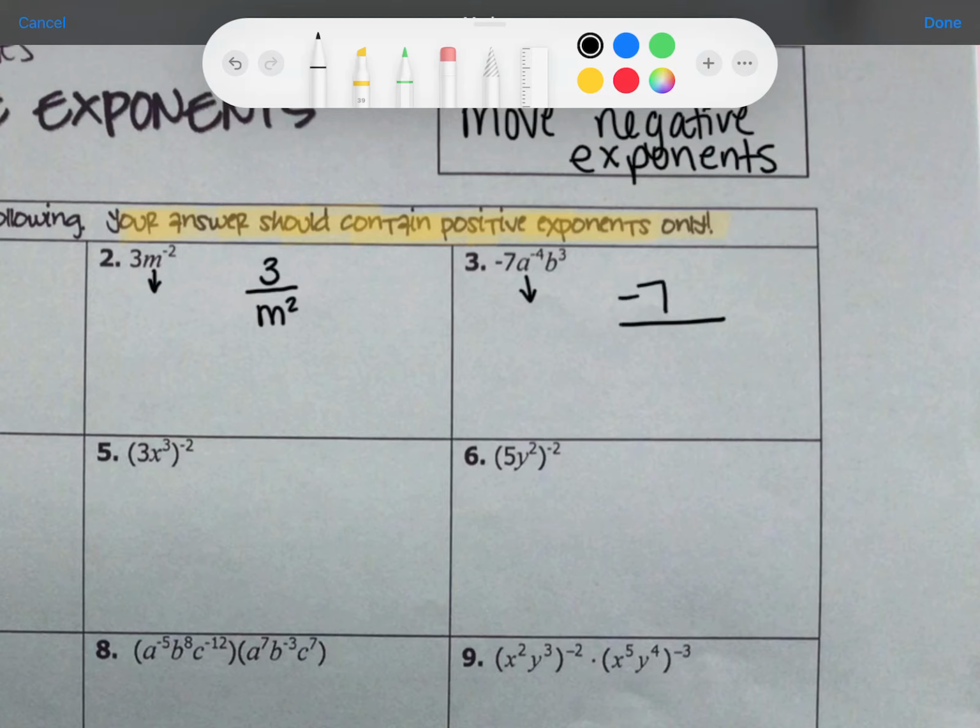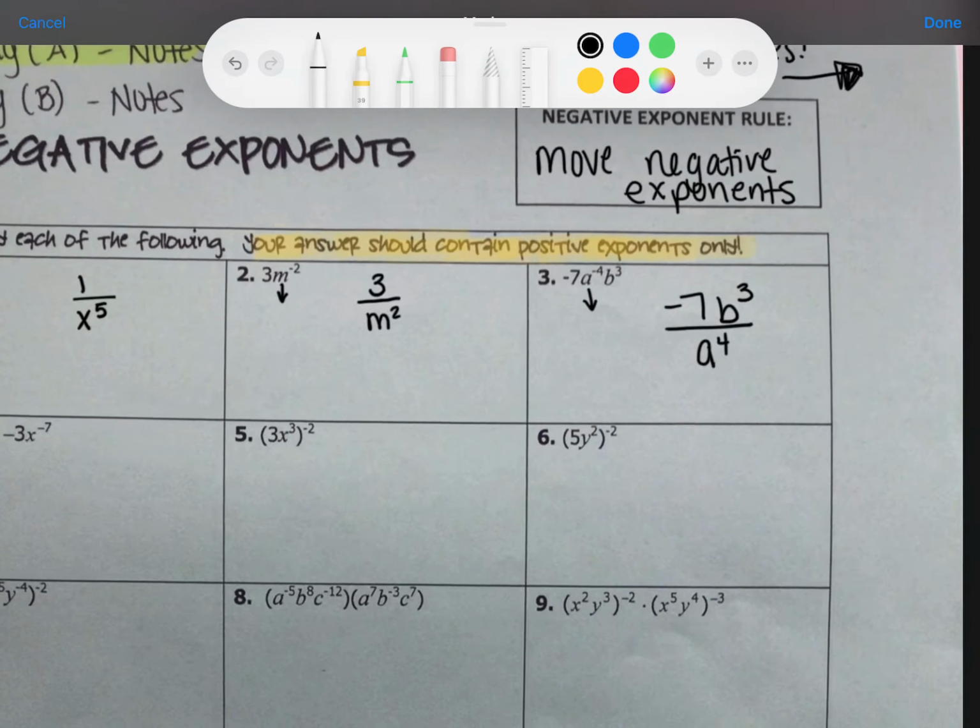So the -7b cubed stays. A falls down to the bottom and becomes a +4. A to the +4. And that's it. So those problems are just having you move your negative exponents. You can't have them, so you're going to move them.